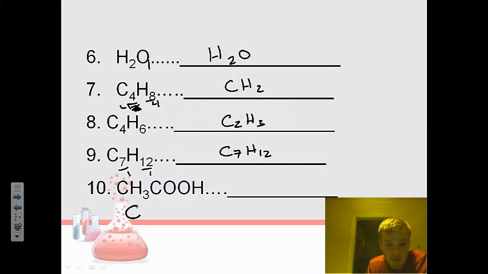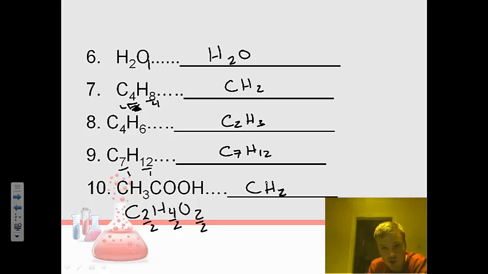Okay. C2. I've got 2 C's, so I'm actually going to rewrite this so it's easier. I've got 3 H's here, 1 H here. So C2H4, and then 2 O's gives me O2. Well, what goes into all these? You can probably spot it right away. It's just 2. So I'm going to divide by 2, divide by 2, divide by 2. And I get C1, H2, O.